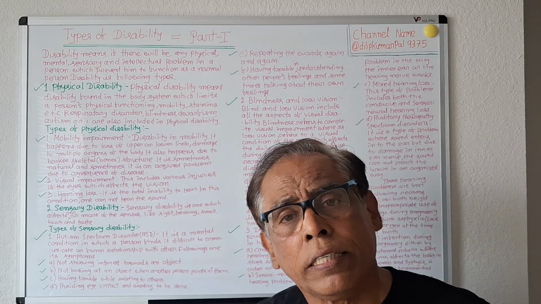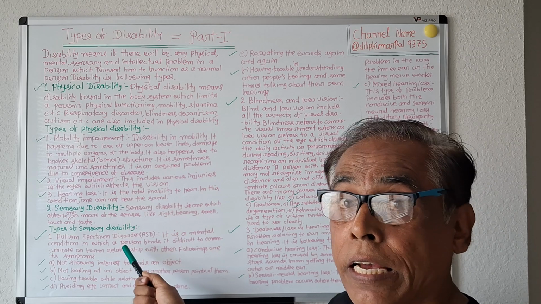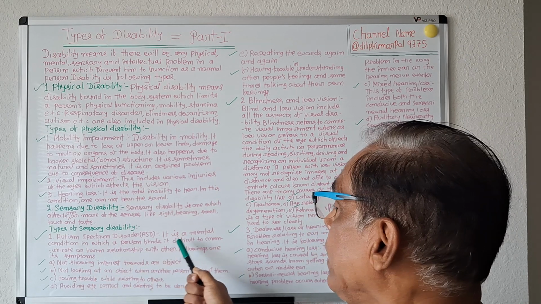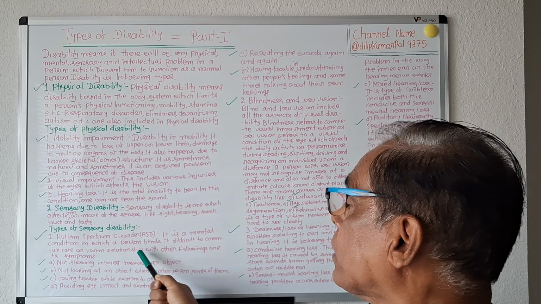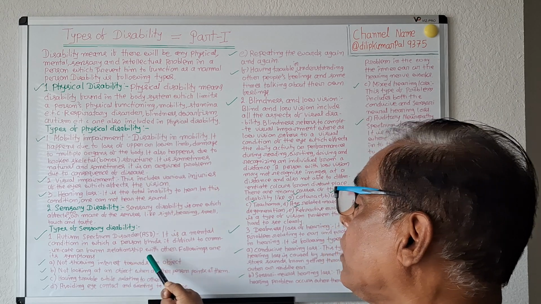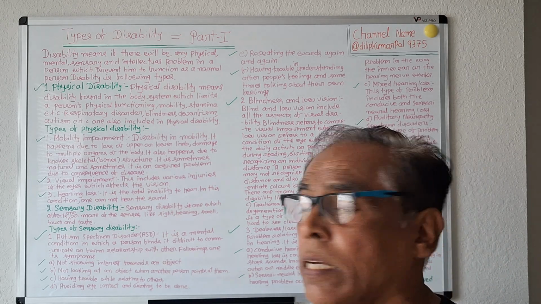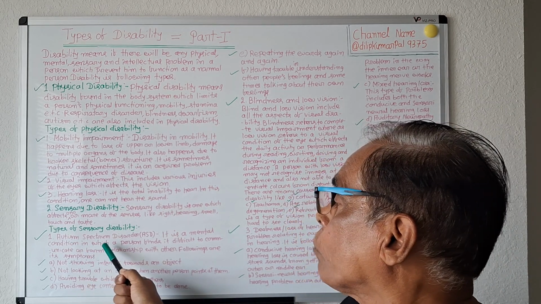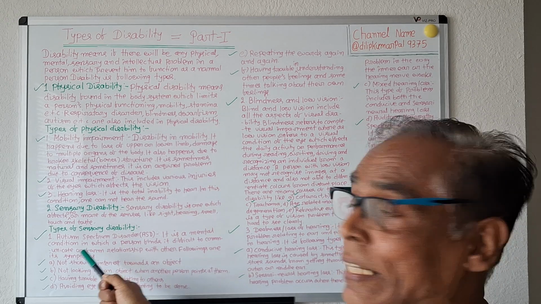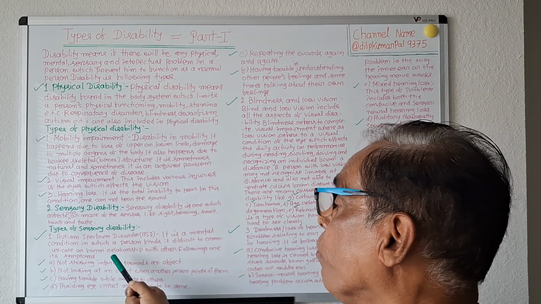And sensory disability has many types. Number one, autism spectrum disorder, ASD. Autism spectrum disorder, what is it? It is a mental condition in which a person finds it difficult to communicate or form a relationship with others. So the first type of sensory disability is autism spectrum disorder, ASD.